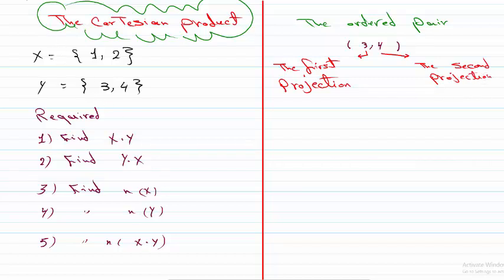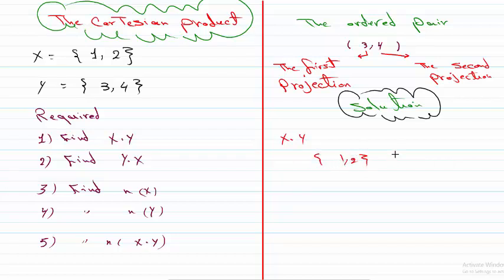Now, let's write our solution. The solution, we will solve this exercise by easy method. Required number 1, X multiply Y. To find X multiply Y, at first write set X. Set X equals 1 and 2. Multiply set Y, which equals 3 and 4.